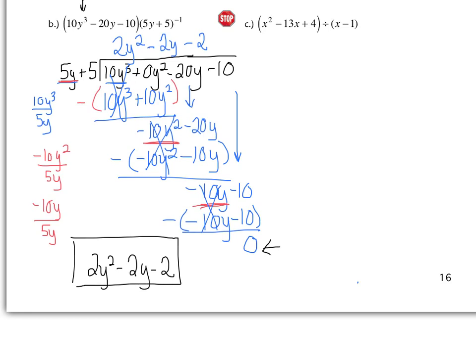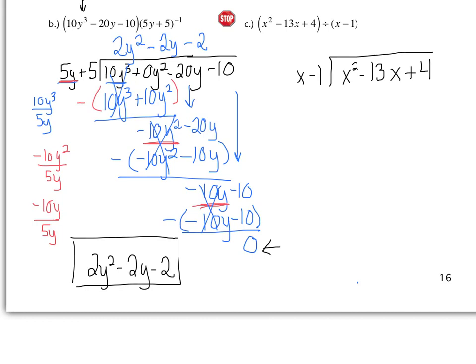Okay, so for part C, I will start you off, and I will let you know that your final answer will have a remainder that's not 0. So you are going to have to say plus whatever that number is and put it over the divisor. Okay, so the divisor goes on the outside, x minus 1, and we are dividing x squared minus 13x plus 4 by it.